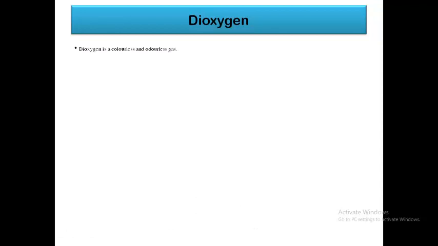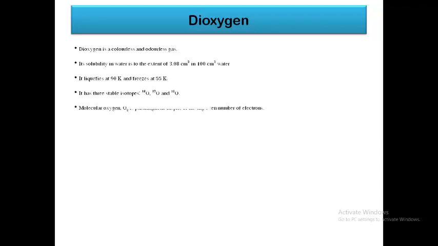Next compound is dioxygen. Dioxygen is a colorless, odorless gas and its solubility in water is only 3.08 cm cube, and this much oxygen in water is sufficient for aquatic animals to live. It liquefies at 90 Kelvin and freezes at 55 Kelvin. The 3 stable isotopes of oxygen are oxygen 16, 17 and 18. Molecular oxygen is paramagnetic in spite of having an even number of electrons because there are 2 unpaired electrons in the antibonding molecular orbitals of the oxygen molecule.